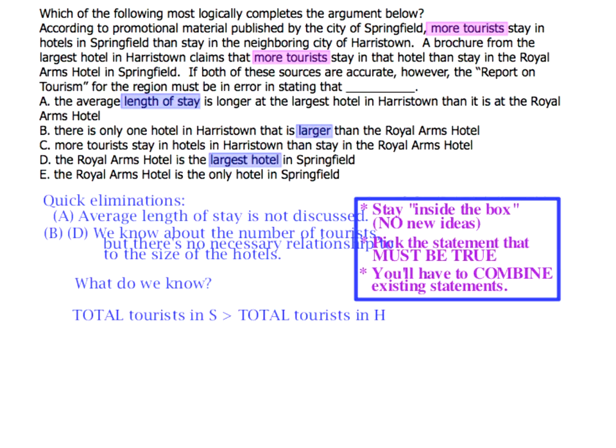So, the tourists at one hotel in Springfield, which is the Royal Arms, that's a smaller number than the tourists at one hotel, which is unnamed in the passage, in Harristown. As for whether you should write this down, as I said, on these kinds of passages, it may be a good idea.